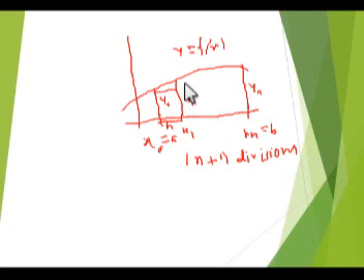Here the difference always is delta y0. We know the definition of delta: delta f0 is equal to f1 minus f0. So here this is applicable to the y.